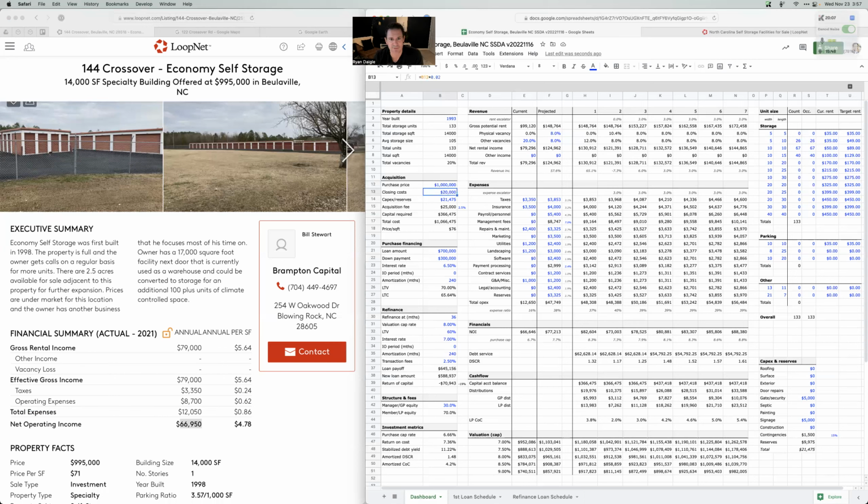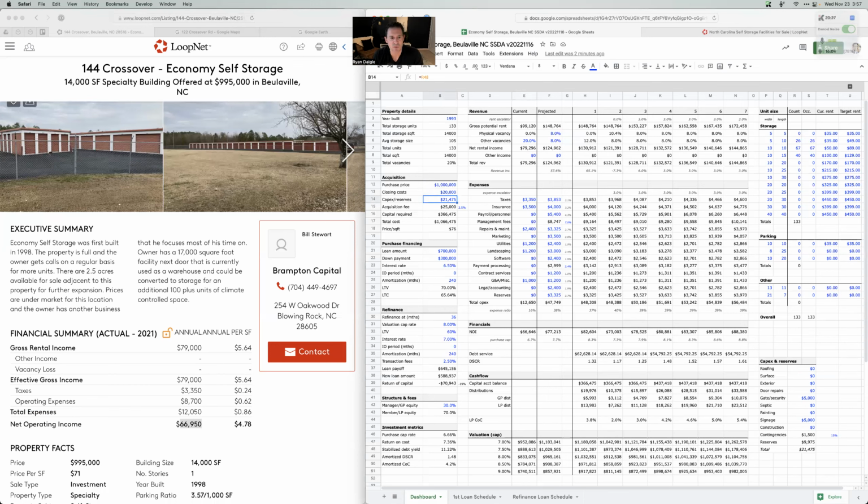Closing costs, I have around 2% of purchase price. It's a smaller closing, so this is probably about right. If it's larger, if you're raising money from syndicators or from other investors, there might be more to your closing costs. So you can adjust that based on what you know. CapEx and reserves, great. I didn't talk about this.